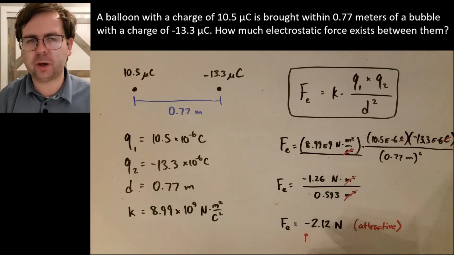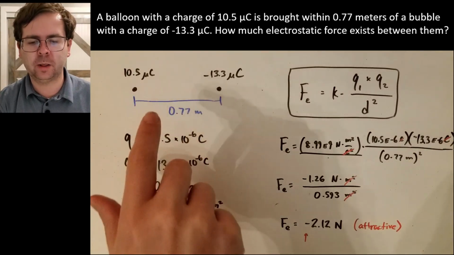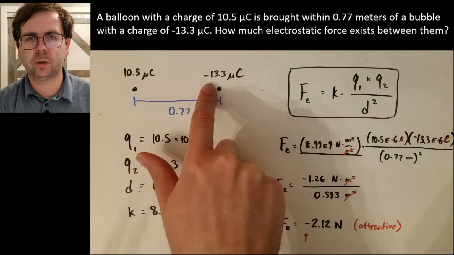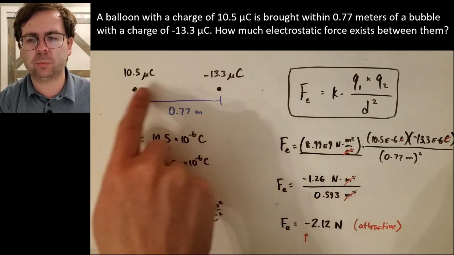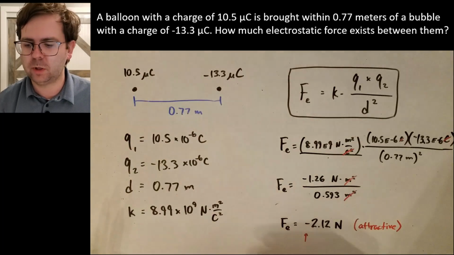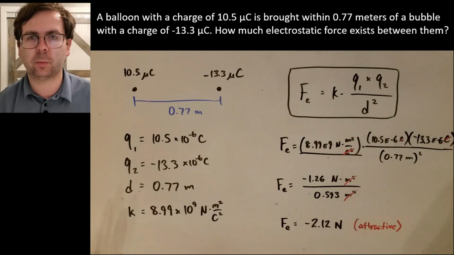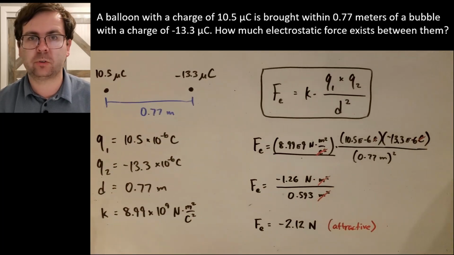Now, if it was positive, that would tell me that my two charges up here are the same sign. Either they were both positive, and so positive times positive is positive, or they could both be negative, and a negative times a negative becomes positive. So positive would mean that it's a repelling force. If it's negative, that means they're opposite charges and it's an attractive force.